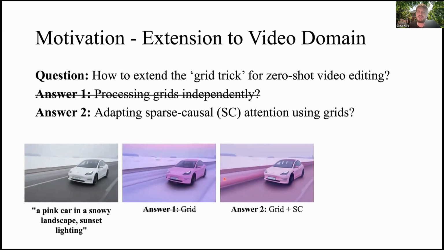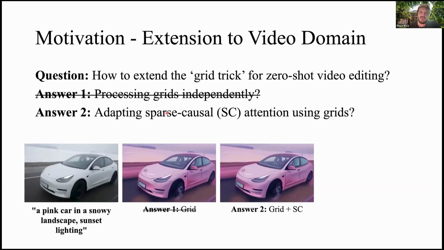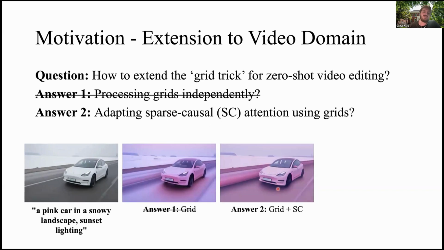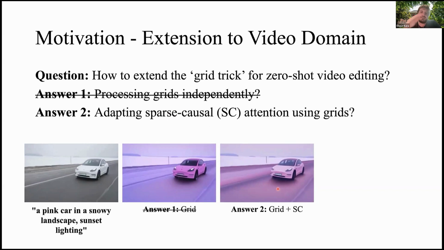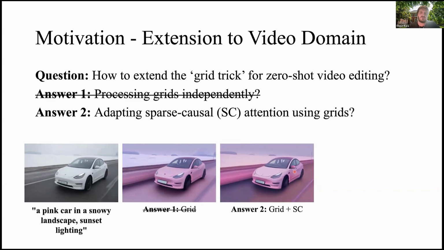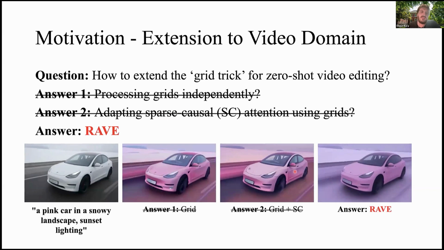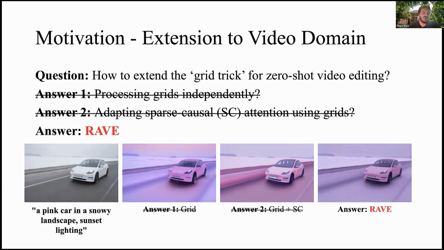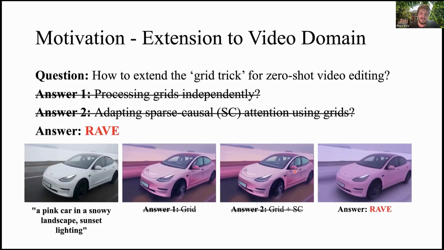Then what we can do is to adapt a different attention mechanism called sparse causal attention. But it's still limited because from the beginning to the end, there is a slight change in the color and some parts of the car, and it still struggles to maintain consistency as the video gets longer. Therefore, to achieve consistency, we proposed Rave, a novel noise shuffling approach that ensures styling across independent grids.